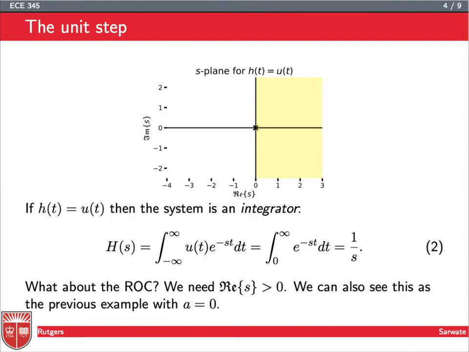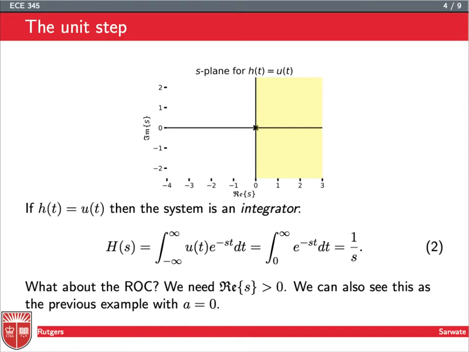So what about the unit step function? The unit step function is another simple function. And remember, the system corresponding to the impulse response u of t is an integrator. This is an unstable system, as we saw before. But we can simply plug it into the formula again, and the u of t makes the integral start from 0 to infinity, and we get e to the minus st dt. The integral of that is just 1 over s.